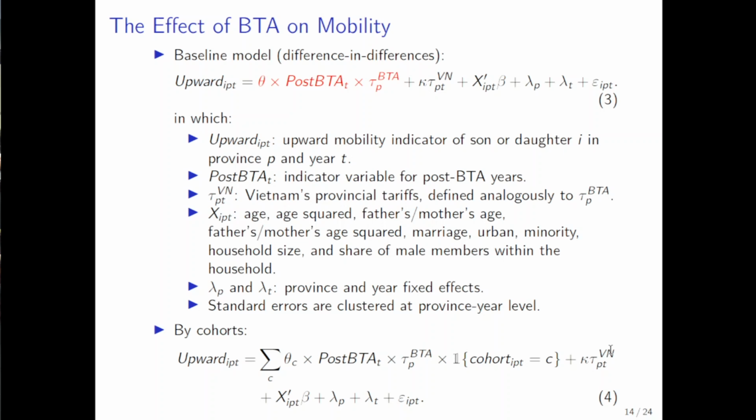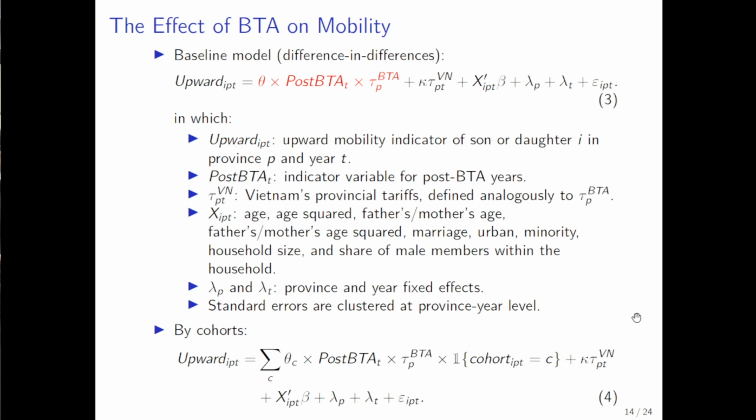Now, we are also going to be doing this regression by cohort. So you can see the effects can be by different cohorts, and the other control variables are the same. We also have the Vietnam tariff here, right? Vietnam's tariff on imports from the rest of the world, which keeps changing over time.